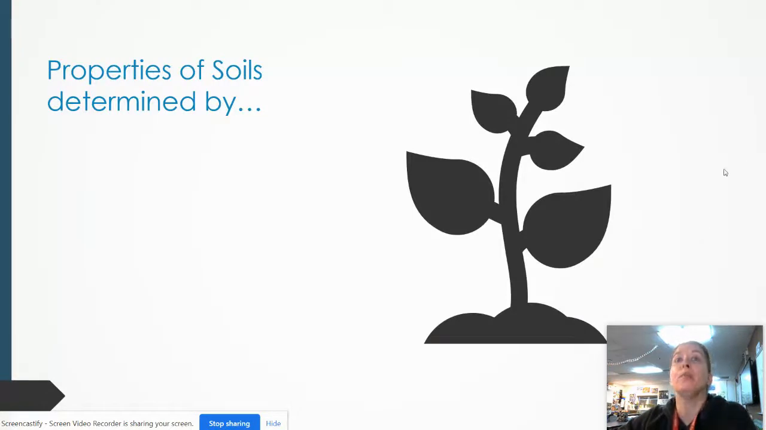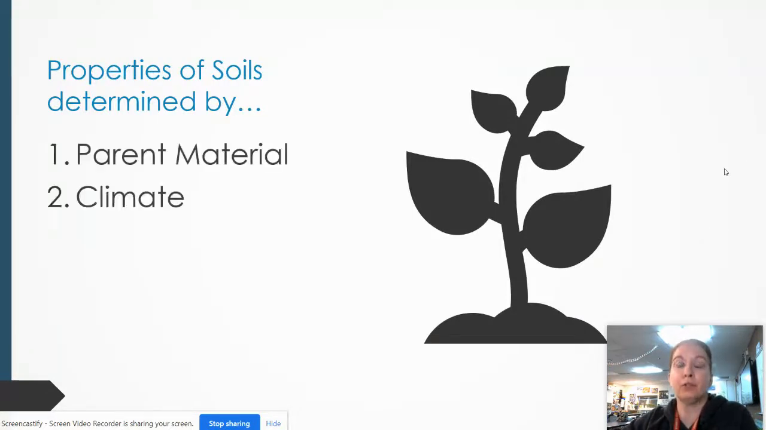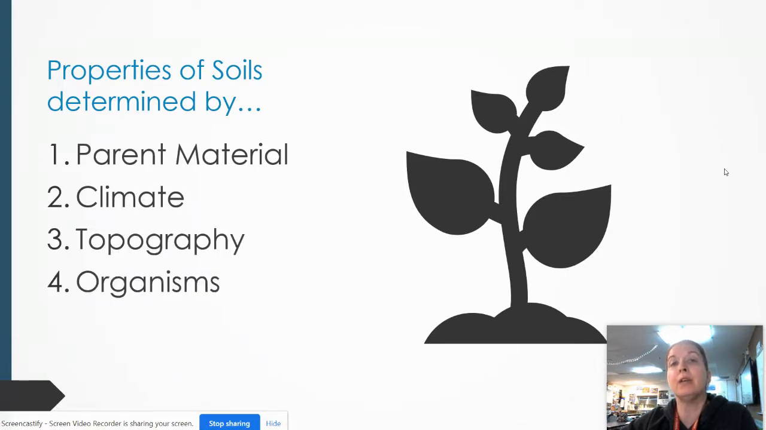All right, so properties of soil are determined by a couple things: 1, parent material; 2, climate; 3, topography; 4, organisms; and time. We're going to go more into these in the next couple of slides. So we have these five that are going to determine the different properties of the soil.